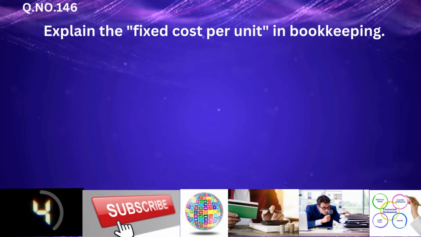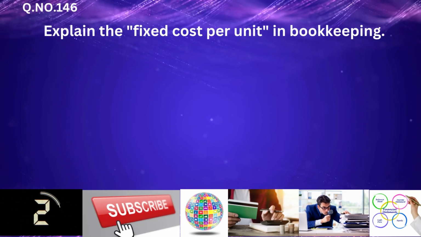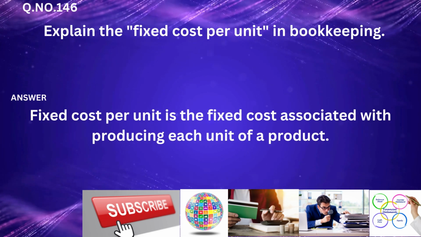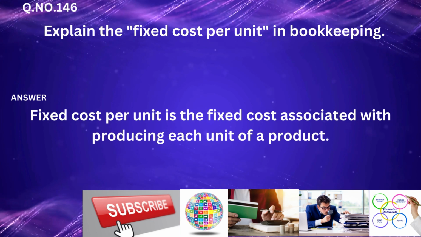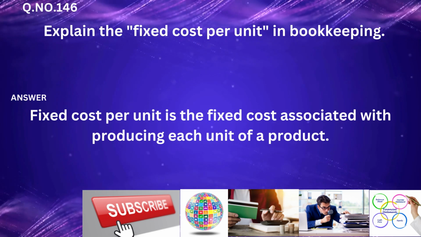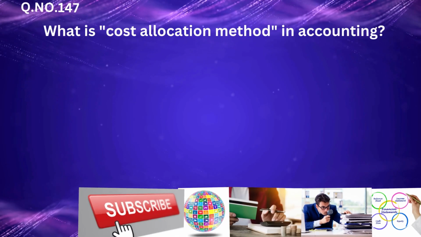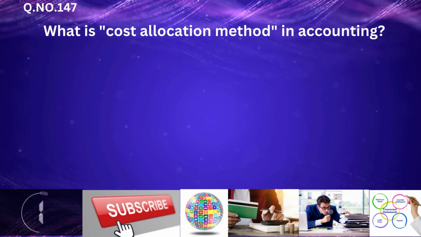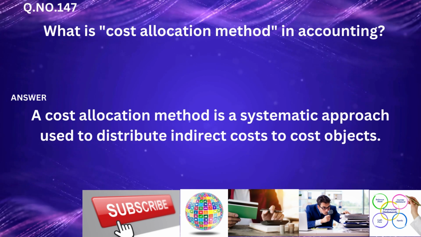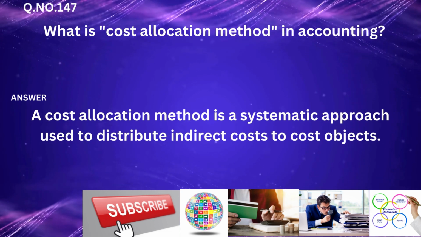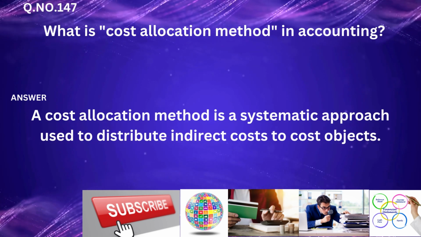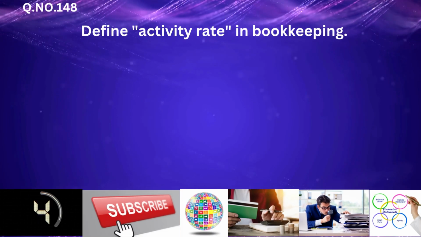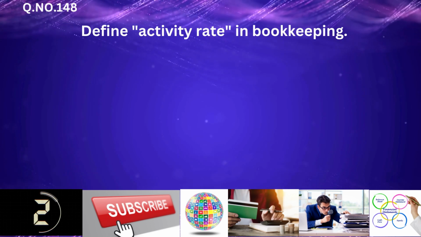Question 152. What is process value analysis in accounting? Answer: process value analysis focuses on reducing costs while improving product quality by identifying unnecessary or redundant activities. Question 153. Define cost variance analysis in bookkeeping. Answer: cost variance analysis involves comparing actual costs to budgeted or standard costs to identify differences.